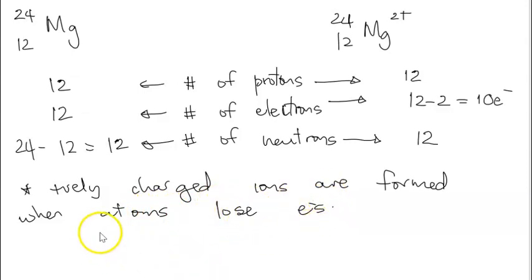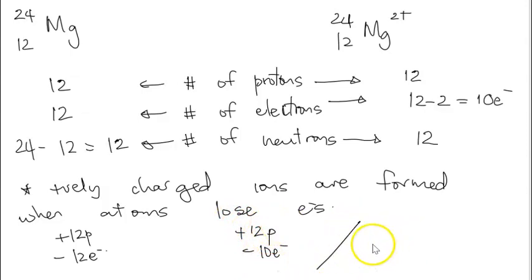So in our neutral atom, we had 12 protons, 12 electrons, so that works out to be 0. In our ion, we had 12 protons, we lost 2 electrons, so that worked out to be minus 10. Plus 12 and minus 10 works out to give us a 2 plus charge, since we have 2 more positively charged than the 10 electrons.